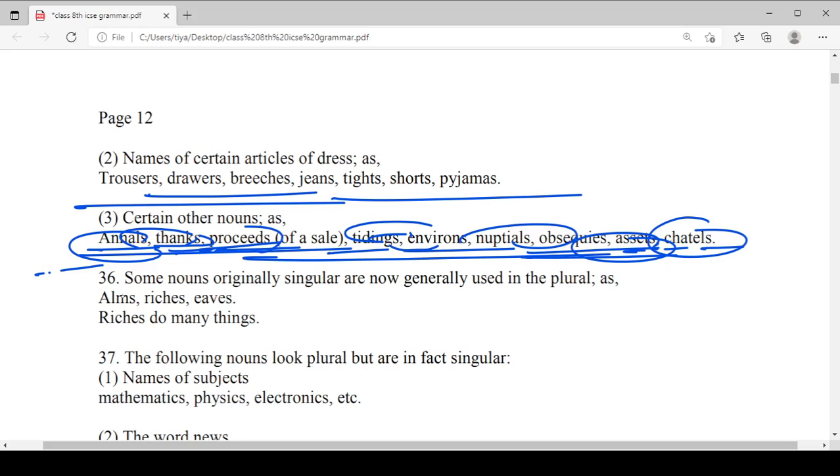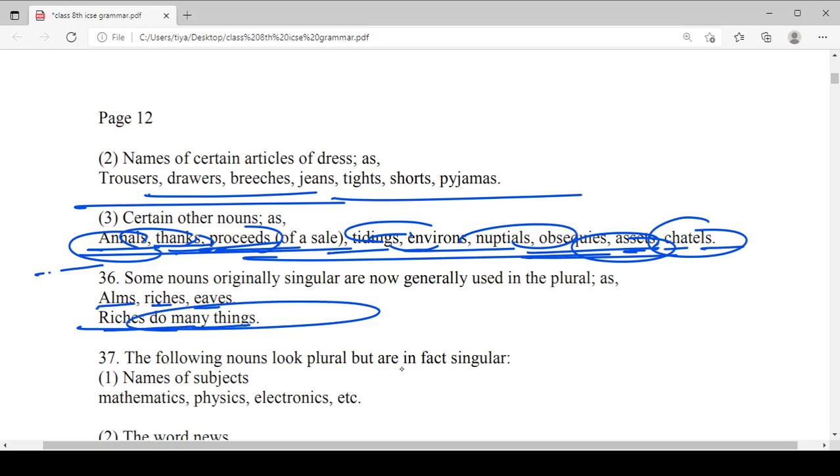Okay, some nouns originally singular are now generally used in the plural, like alms, riches, amends, and so on. Okay, so some nouns originally singular are now generally used as plural. So alms, riches, amends, and many other things are generally used as plural.